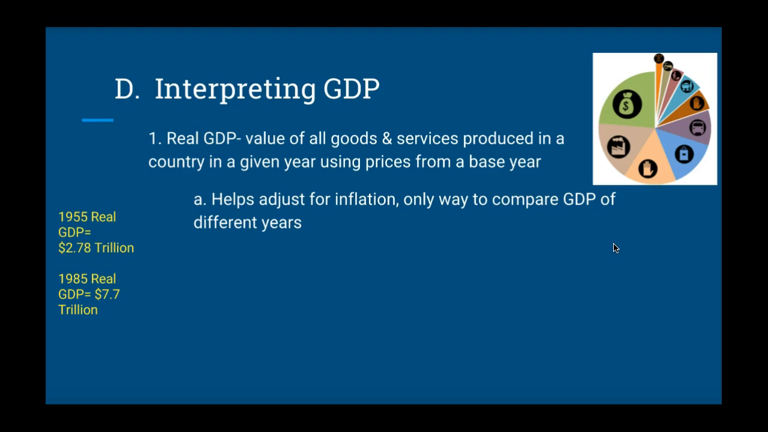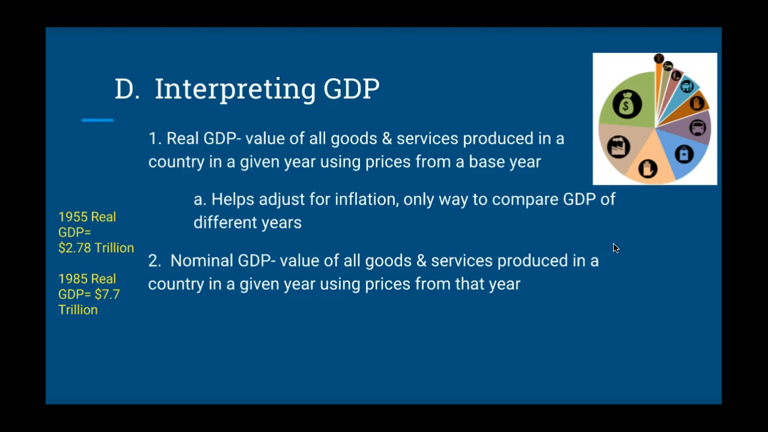So as you can tell, the real GDP did go up over the 30 years, but nominal GDP is not taking into account the idea of inflation, because inflation will overinflate the value of GDP. Because remember, GDP is the price times the quantity, and if the price goes up, then GDP will go up, but that doesn't show actual growth.